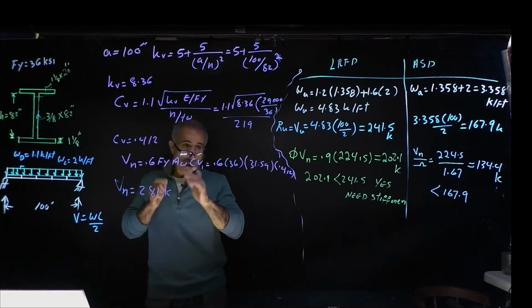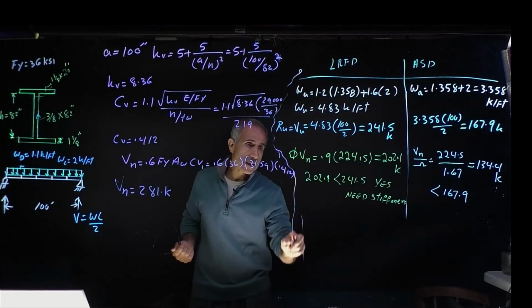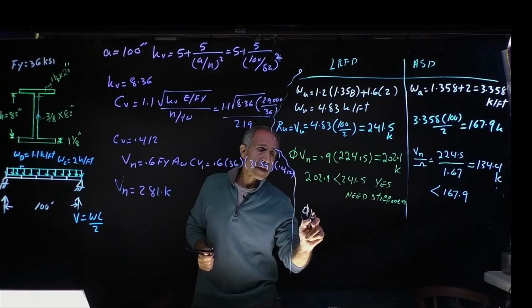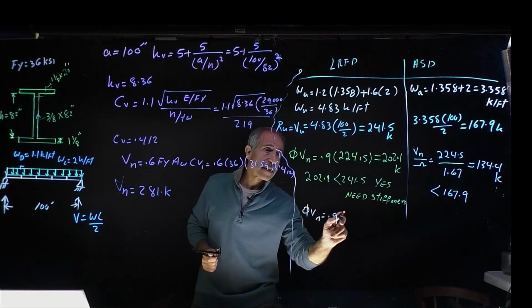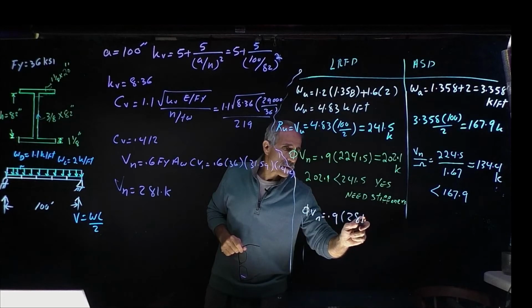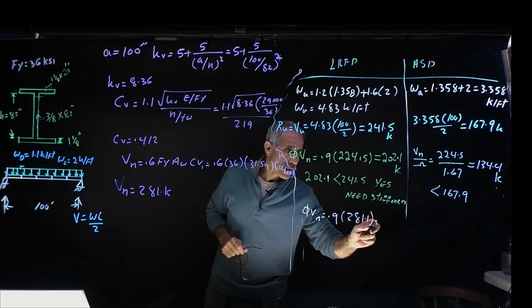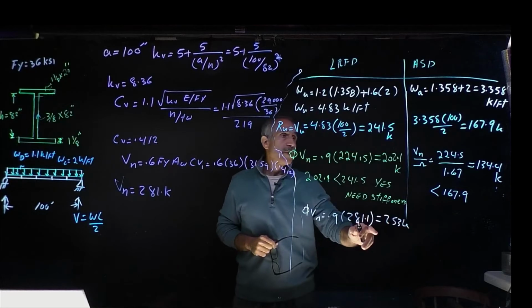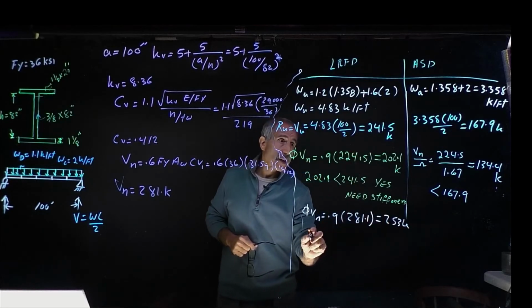And now we're going to go ahead and take this over here, and we're going to say, okay, we got this phi times VN, which is equal to 0.9 times 281.1, which is equal to 253 kip, which is bigger than that, and that's good.